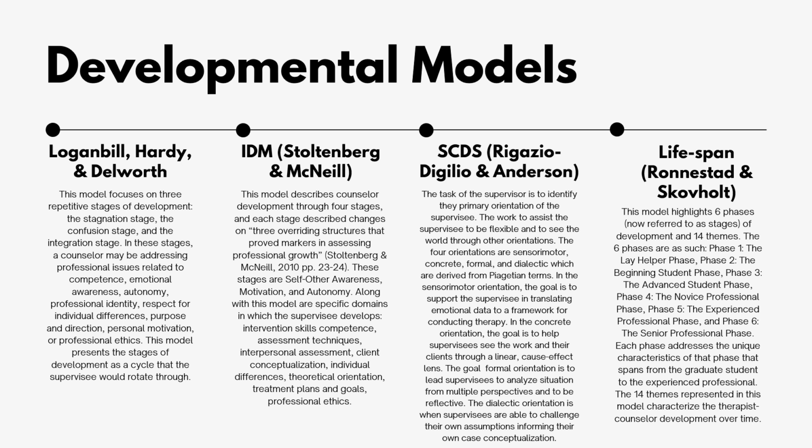The lifespan developmental model by Ronestad and Skovholt highlights 6 phases, also referred to as stages of development, as well as 14 themes. The phases are: phase 1, the lay helper; phase 2, the beginning student; phase 3, the advanced student; phase 4, the novice professional; phase 5, the experienced professional; and phase 6, the senior professional. Each of these phases addresses the unique characteristics of that phase that spans from the graduate student level all the way to the experienced professional.